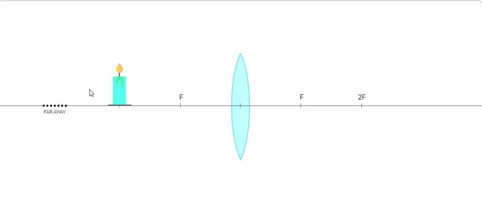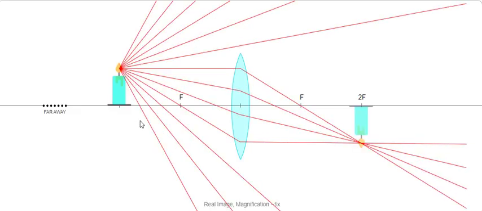Let us keep the object at 2F. So if I keep the object exactly at 2F, what happens? The image gets formed at 2F, and you can see the magnification over here at the bottom of the screen as minus 1x. 1 means the size of the object and the image is equal. Negative, of course, means inverted. So we get a real inverted image, same size as the object.